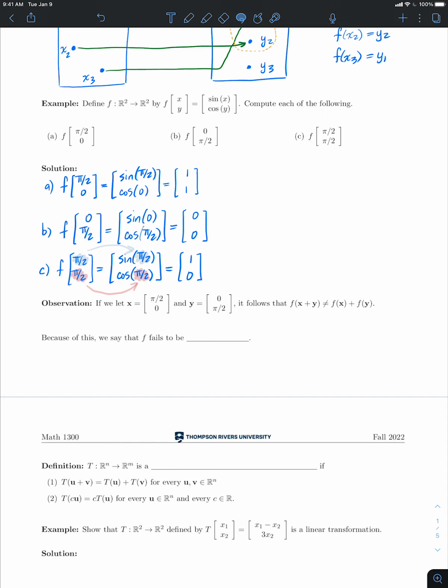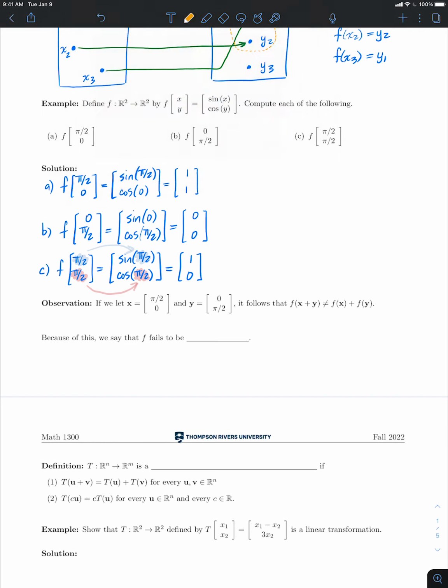Okay, and we'll end this page off with an observation. If we actually gave names to these input vectors, so that this was the first thing we plugged in, we plugged in the vector x, which was first coordinate pi over 2, second coordinate 0. And then in part B, we plugged the vector y into f, which is a two-dimensional vector, first coordinate 0 and second coordinate pi over 2. And then in part C, what we really did is, well, what is this vector? If x and y are defined like they are here in this observation, then this is actually the sum of x and y, right? This is actually f of x plus y.